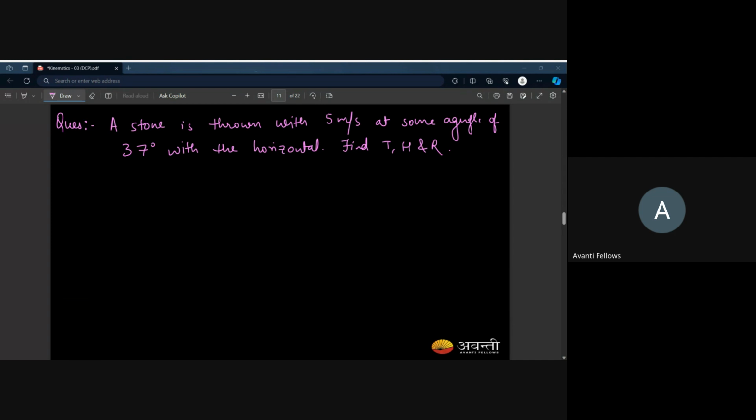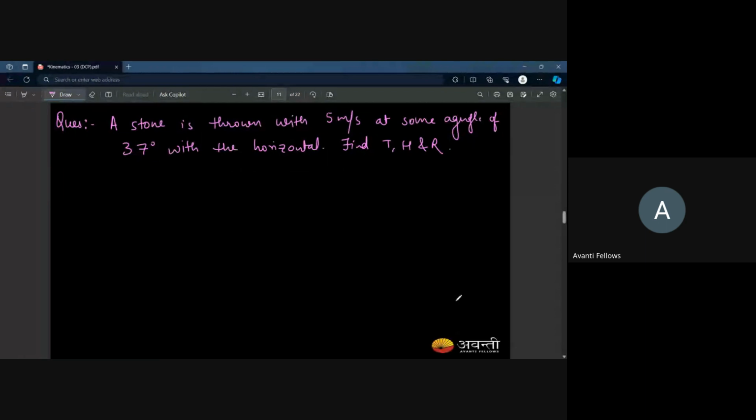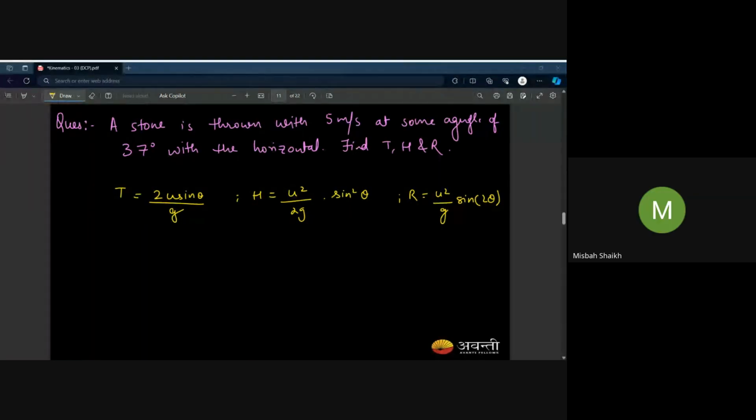Okay, so let's start with the solution. If I go through the formulas, T is equal to 2u sine theta by g, right? And h is u square by 2g multiplied by sine square theta. And we have range, which is u square by g sine 2 theta. Is that okay? Yes, ma'am.